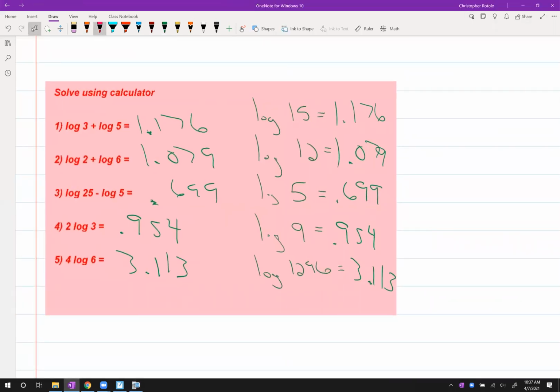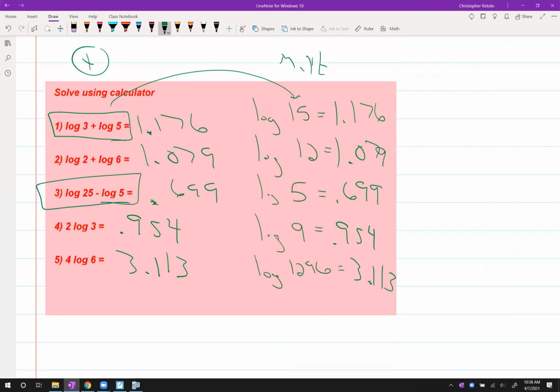So let me take a look. So when I had log 3 plus log 5, somehow that turned into 15, right? Because these were the same thing each time. Okay, so remember these have to do with your exponents, right? So I see multiplication over here, and that comes from the addition. Okay, so that sounds about right. So what happened in 3? We were subtracting, so it divided.